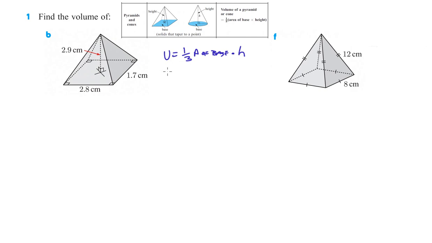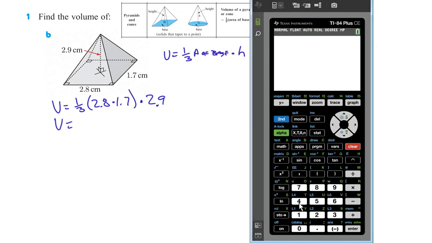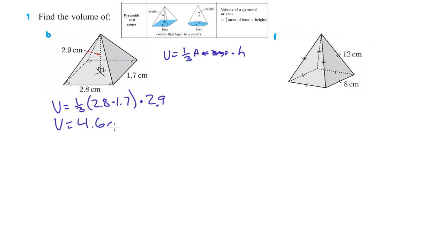So for this one here, volume equals 1/3. The area of the base is going to be 2.8 times 1.7, right? And then our height, which is nice, they give us, is 2.9. So the volume of this will equal 1 divided by 3 times 2.8 times 1.7 times 2.9. That whole thing gives us 4.6 centimeters, and since it's volume, it'd be centimeters cubed.